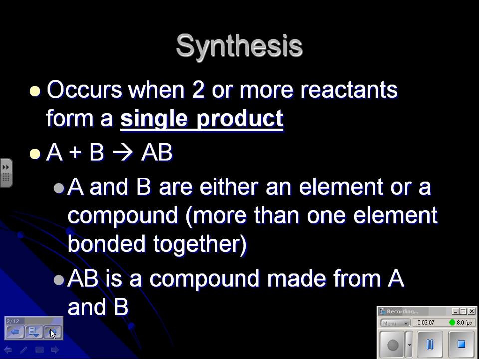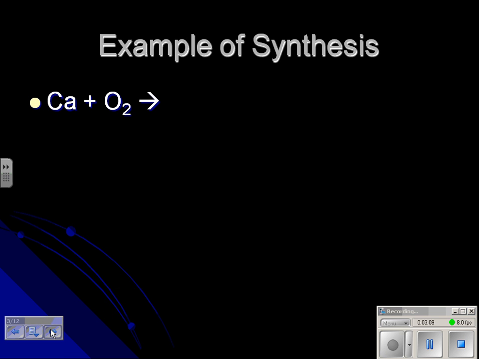Let's go ahead and take a look at some examples. So the first one we're going to do is calcium and oxygen. So this is an element and an element. Remember, oxygen's diatomic, so that's why it says O2, but it's still an element plus an element.